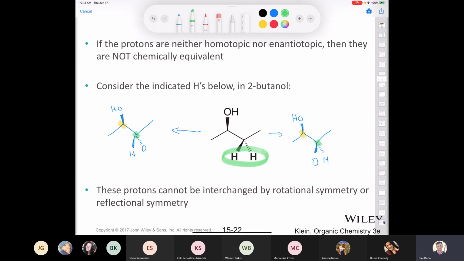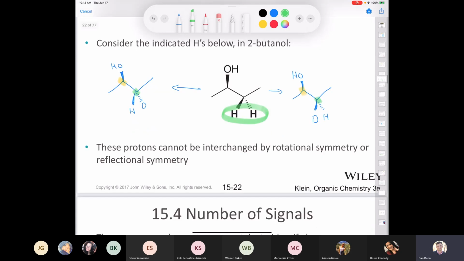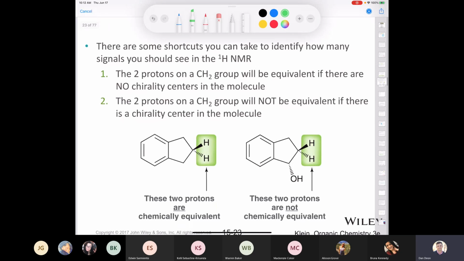Now, if you're the kind of person who likes shortcuts, which is, I think, everybody, there are some shortcuts to help you identify how many signals you would see in a proton NMR spectrum. Let's say you have a methylene, right? Methylenes show up all the time in organic compounds. There's one right here, okay? The two protons in a methylene, a CH2, are going to be chemically equivalent if there's no chiral centers in the molecule. Look at this molecule. There's no chiral centers in here. There is no stereocenter at all in that molecule. Therefore, this is just a rule. These two protons are going to be chemically equivalent.